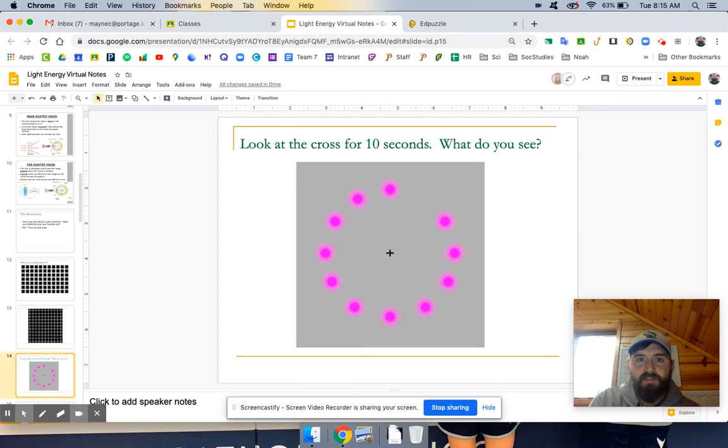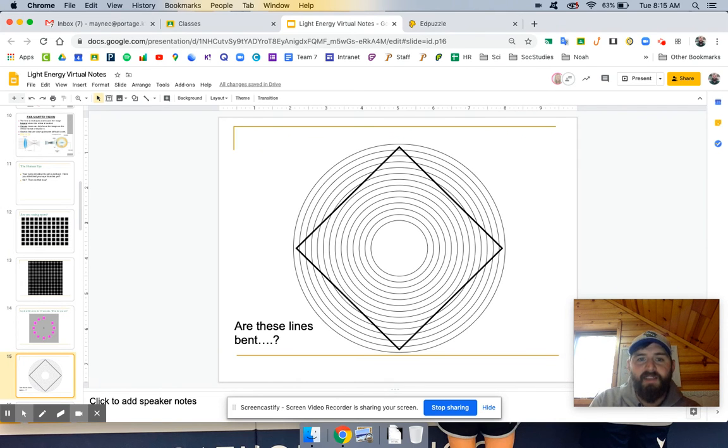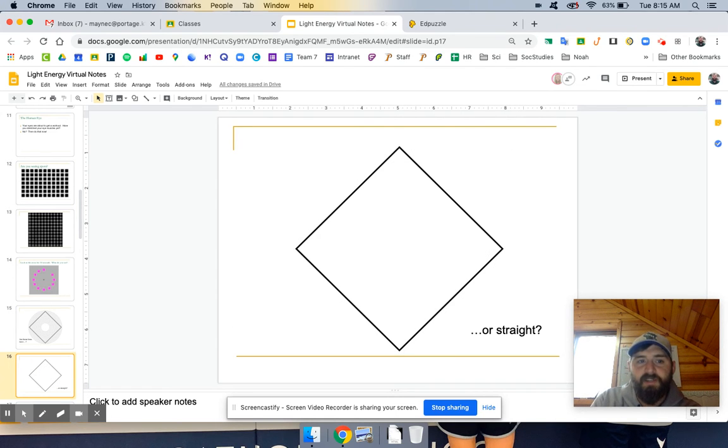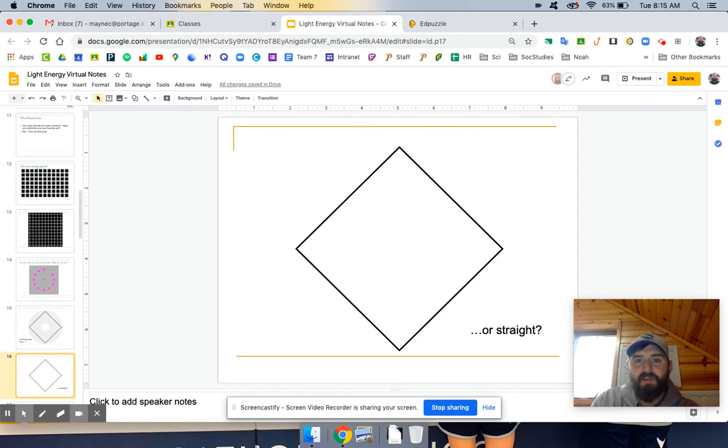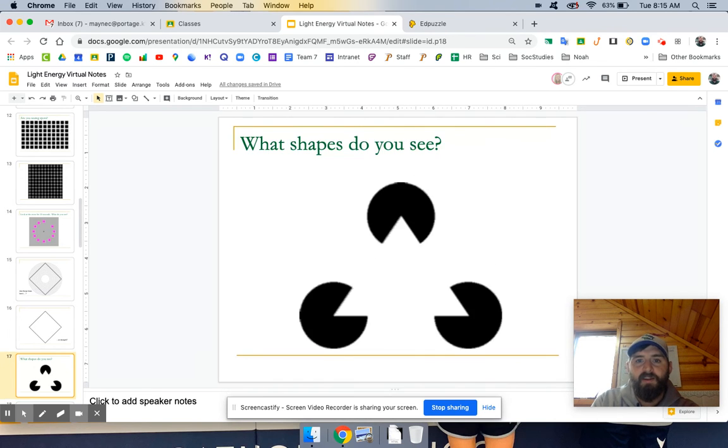It says, look at the cross for 10 seconds. What do you see? So try this one. Okay, kind of interesting. I'm doing it now. Are these lines straight or bent? Okay, so take a look at these lines. Here's a picture of the lines without the circle lines around it. So here they appear one way. Here they are.